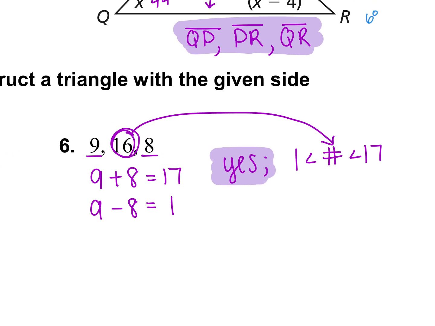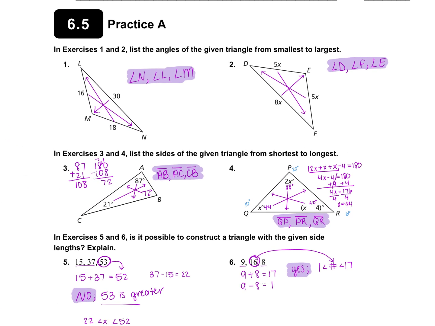And then looking at 6, I did the same thing, and yes, the first one worked because 16 was less. But then I subtracted and I double checked, and your answer for this one should have been yes. Do we have any questions on 6-5?